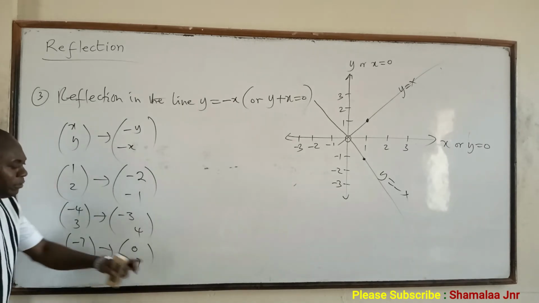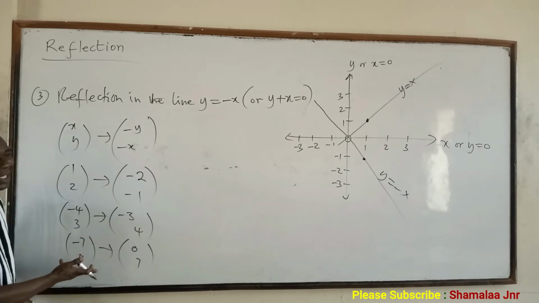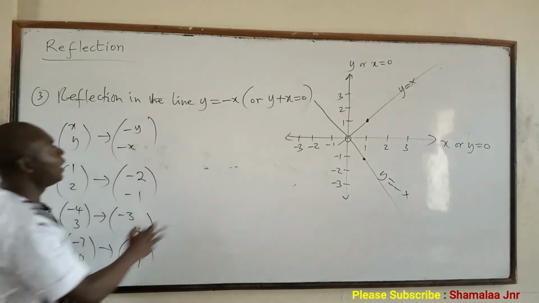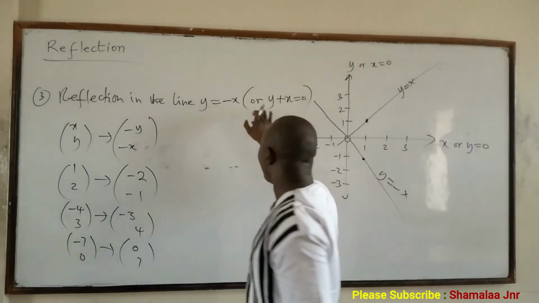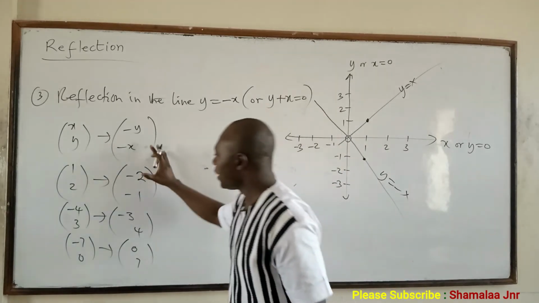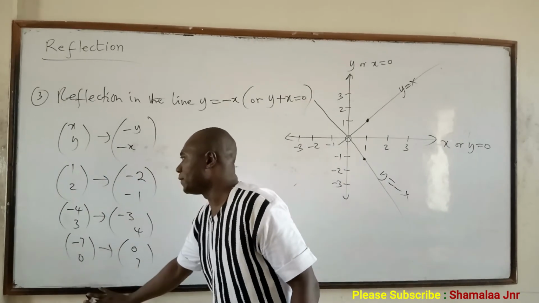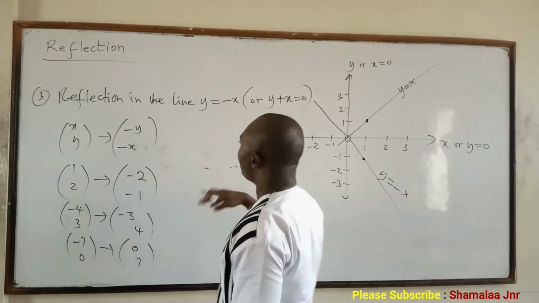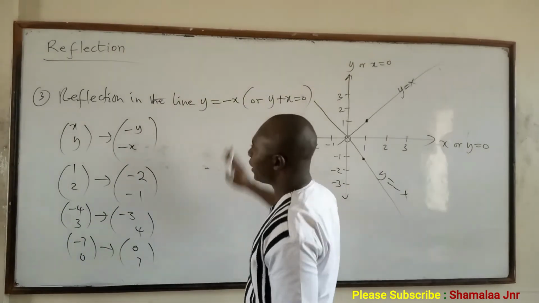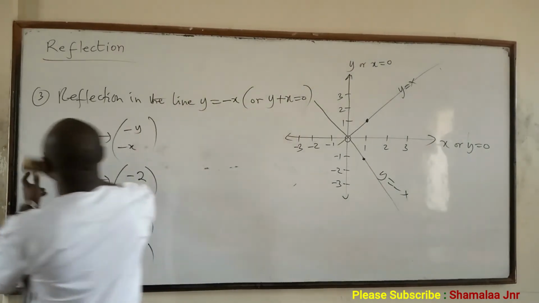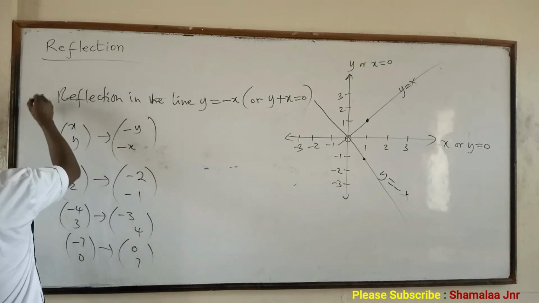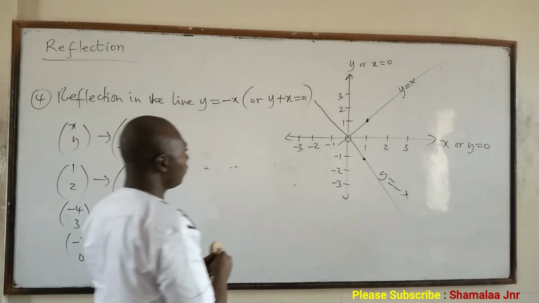So this will be the image of this point when it is reflected in the line y equal to -x, or y plus x equal to 0. So these are the images of these points when they are reflected in the line y equal to -x. So this is the fourth type.